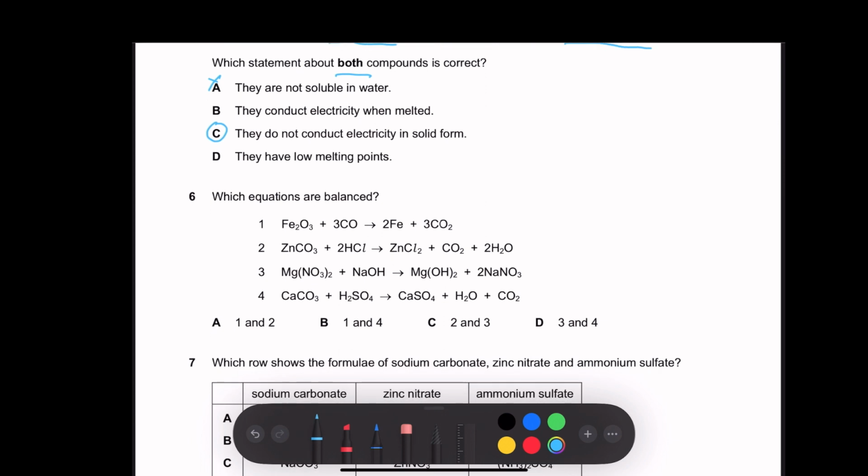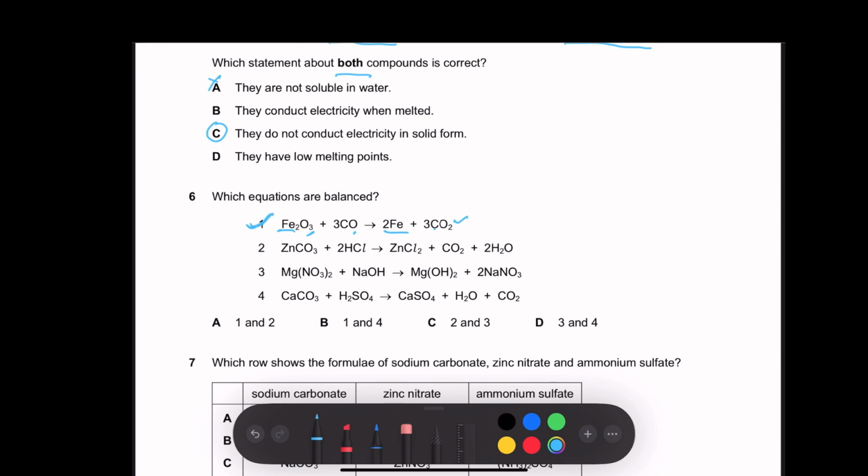Question 6. Which equations are balanced? So now we just have to look at which equations are balanced. So let's see. We have 2 iron over here, we have 2 iron over here. And then on the left side we have a total of 6 oxygen, and on the right hand side also we have 6 oxygen. We have 3 carbon and we have 3 carbon. Yes, so this is balanced.